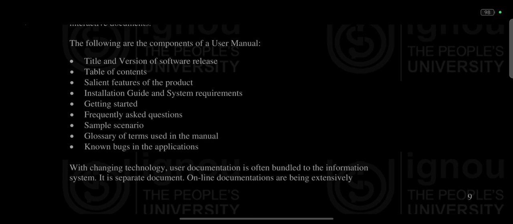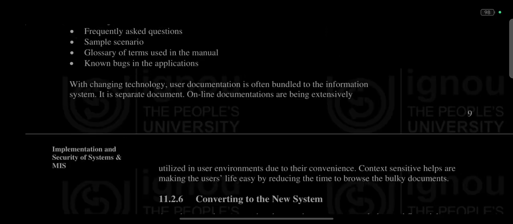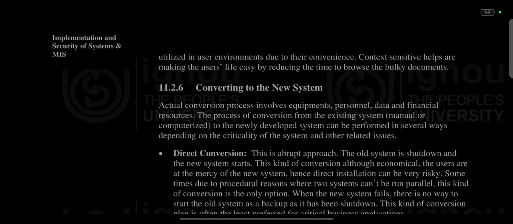With changing technology, user documentation is often bundled with the information system. It is no longer a separate document. Online documentation is being extensively utilized in user environments due to its convenience. Context sensitive help is making the user's life easy by reducing the time to browse the bulky documents.